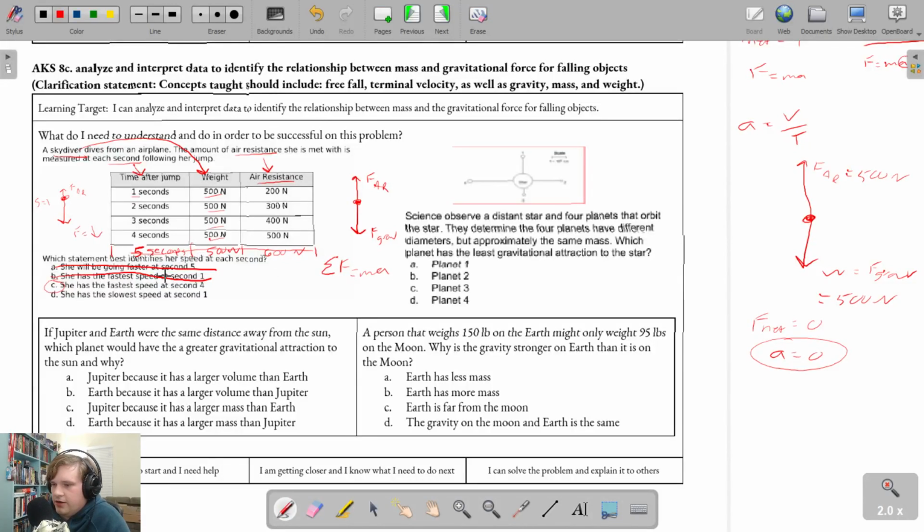So, we know that's out. Again, after looking at it again, I'm going to go with the fastest speed at second 4. But she also has the slowest speed at, I don't know. That one's confusing. They were mean whenever they gave these to students. Woo-wee.